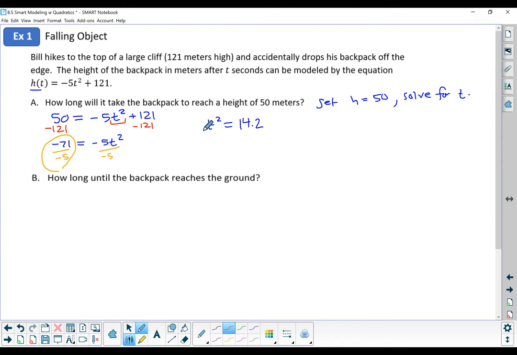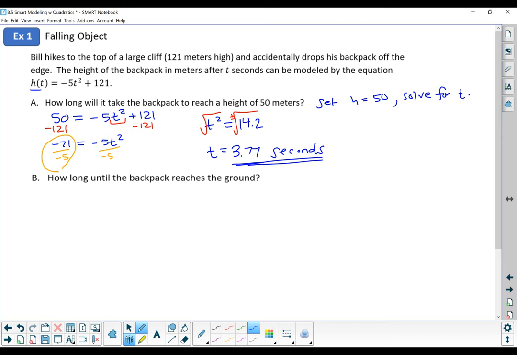And so then I can take the square root. Now, normally when we root both sides of the equation, we get this plus or minus symbol showing up, but we are looking for the positive root here. So we're going to take the positive answer. That's going to be 3.77 seconds. So it falls for 3.77 seconds, and at that time, it's at a height of 50 feet above the ground. Sorry, 50 meters above the ground.